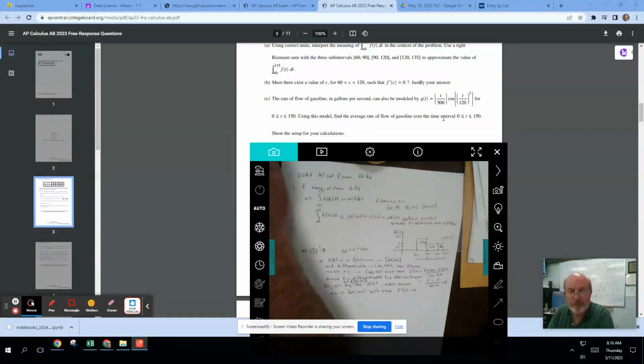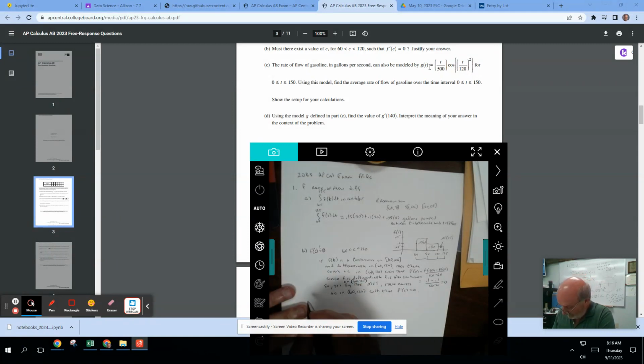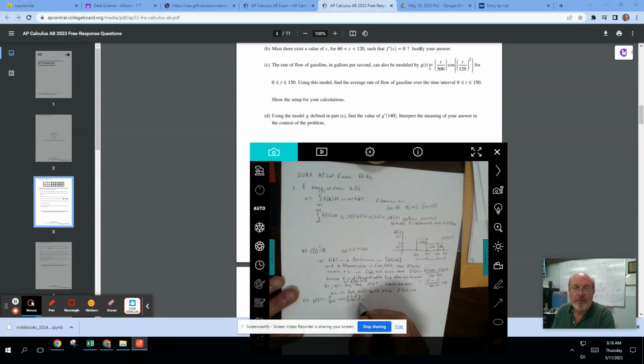Careful. Okay, we're good. Part C. Rate of flow of gasoline in gallons per second can also be modeled by this function, g of t. Let's go ahead and write that down. T over 500 times cosine of t over 120, all squared, for 0 less than or equal to t less than or equal to 150. Using this model, find the average rate of flow over the time interval from 0 to 150. So the average rate of flow is the average of the function.